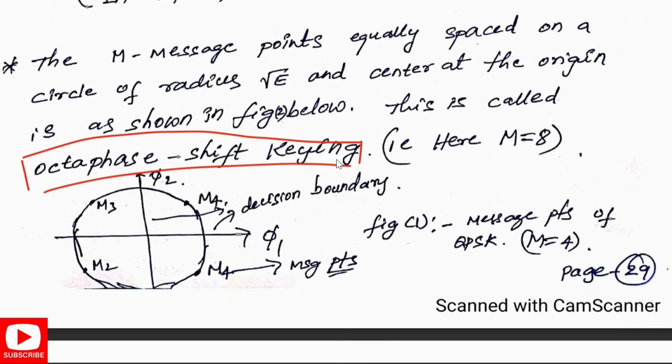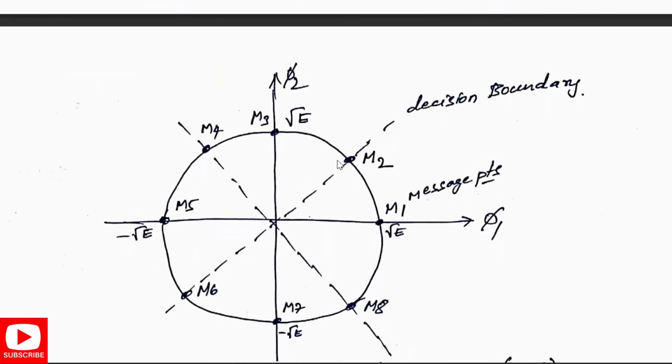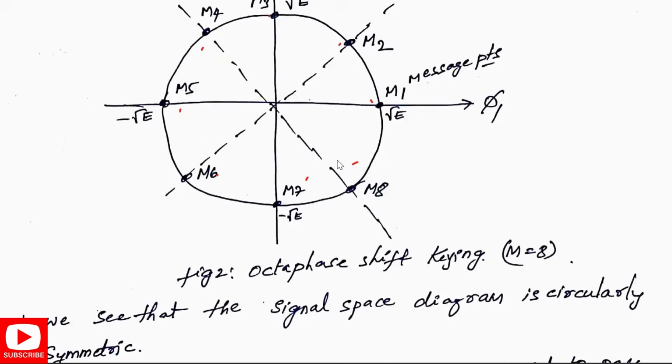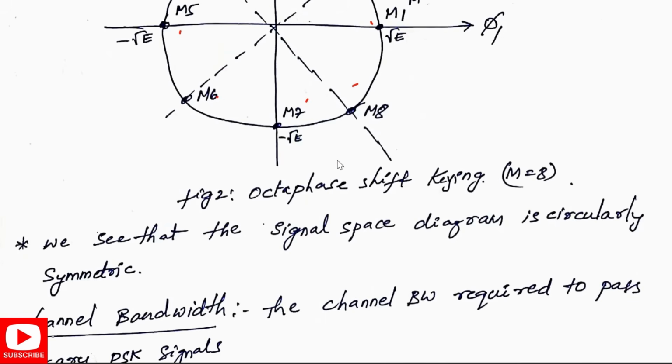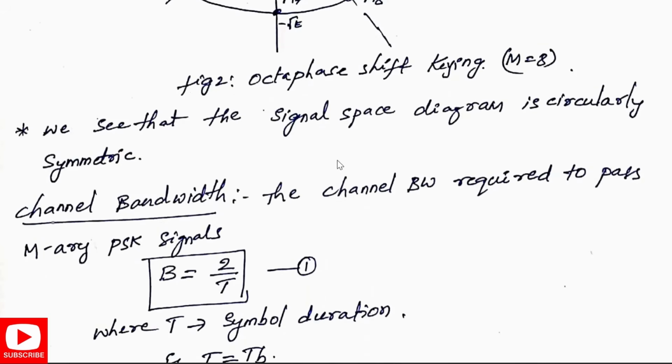Here, in figure 1, we show the message points for M is equal to 4. You can consider m1, m2, m3, m4, and this is our decision boundary. Similarly, this is our other decision boundary where we have m1, m2, m3, m4, m5, m6, m7, and m8. So this is octa-phase shift keying. We see that the signal space diagram is circularly symmetric.